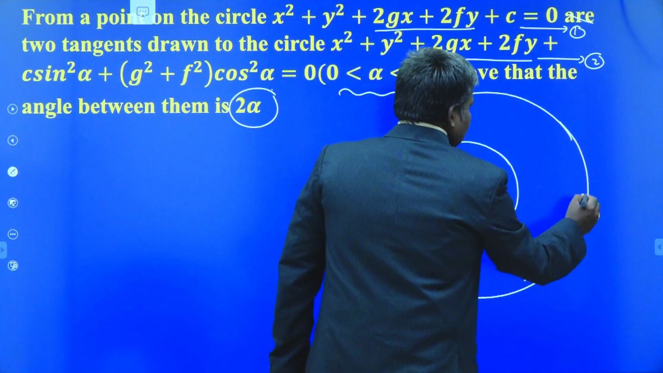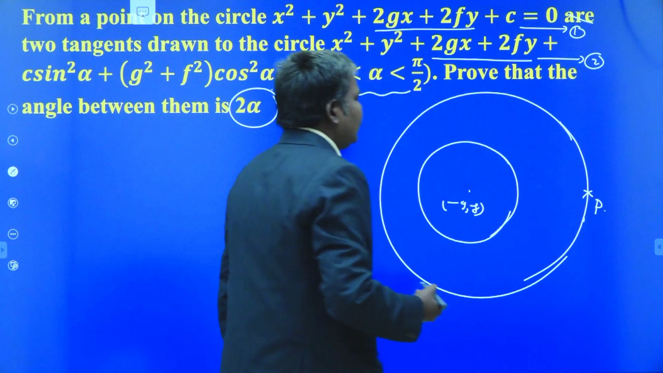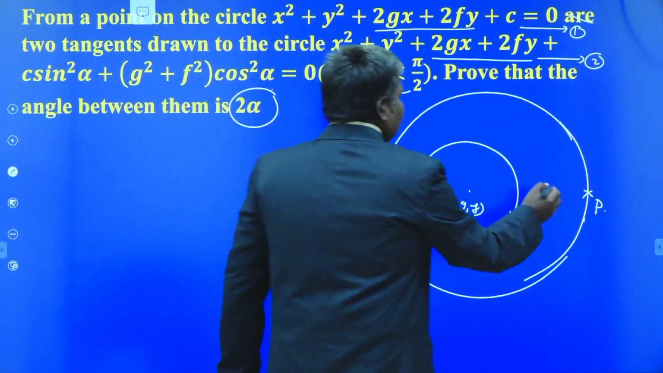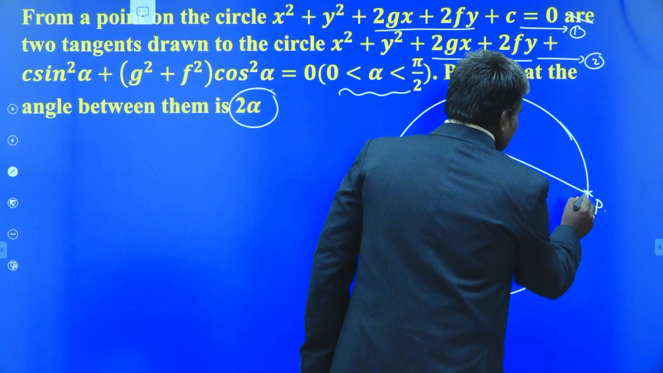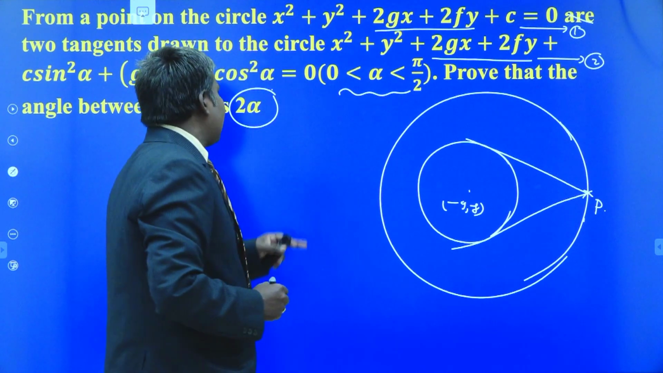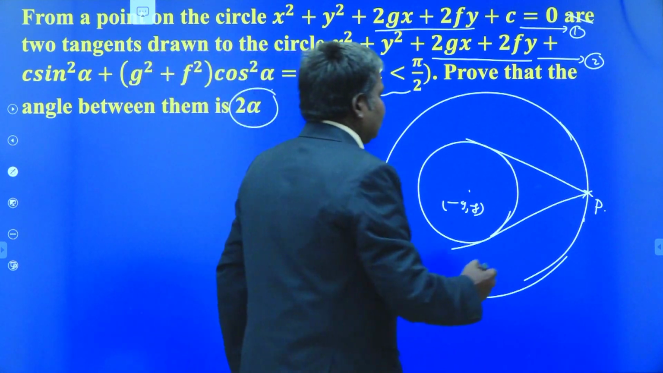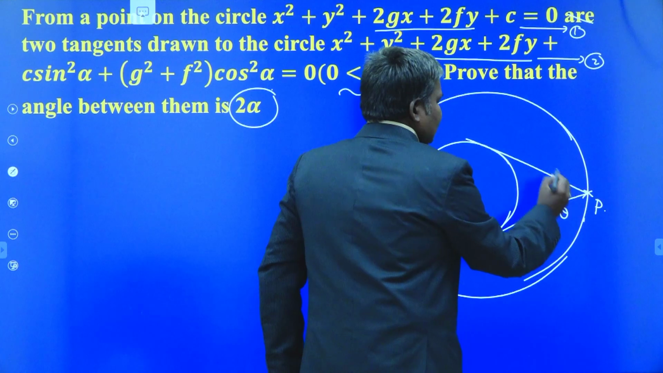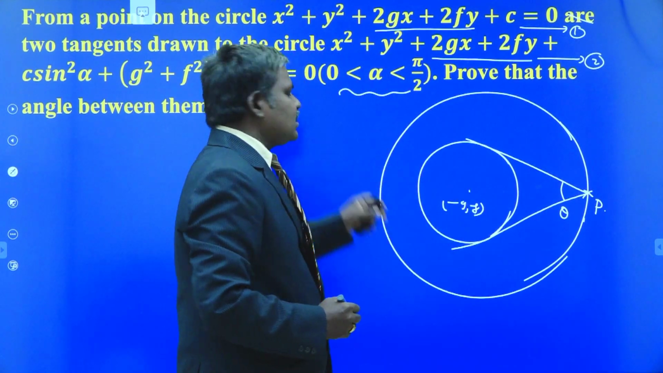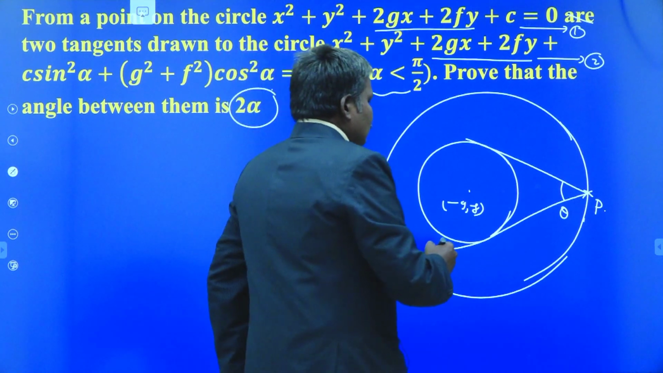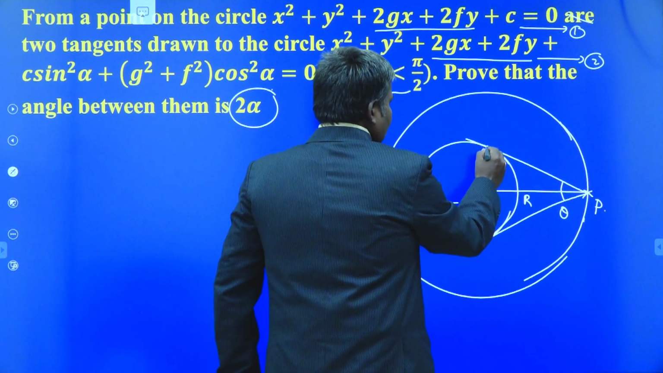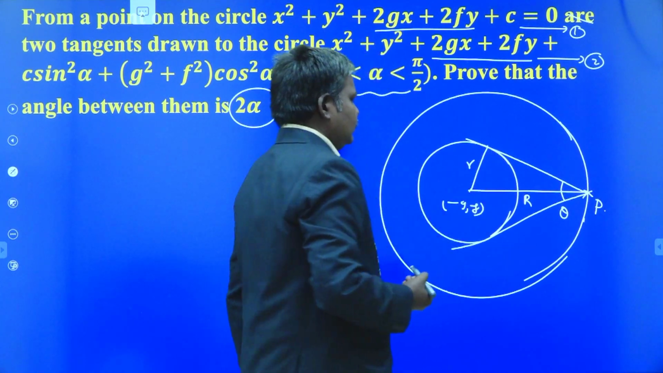Okay. This is any point P on the circumference of the first circle. Tangents are drawn from the point to the second, concentric circle. You have to show that the angle between the two tangents is 2 alpha. For convenience, let theta be the angle between the two tangents. You have to show that theta is equal to 2 alpha. Suppose this is the radius, capital R, and this one is the small radius r.